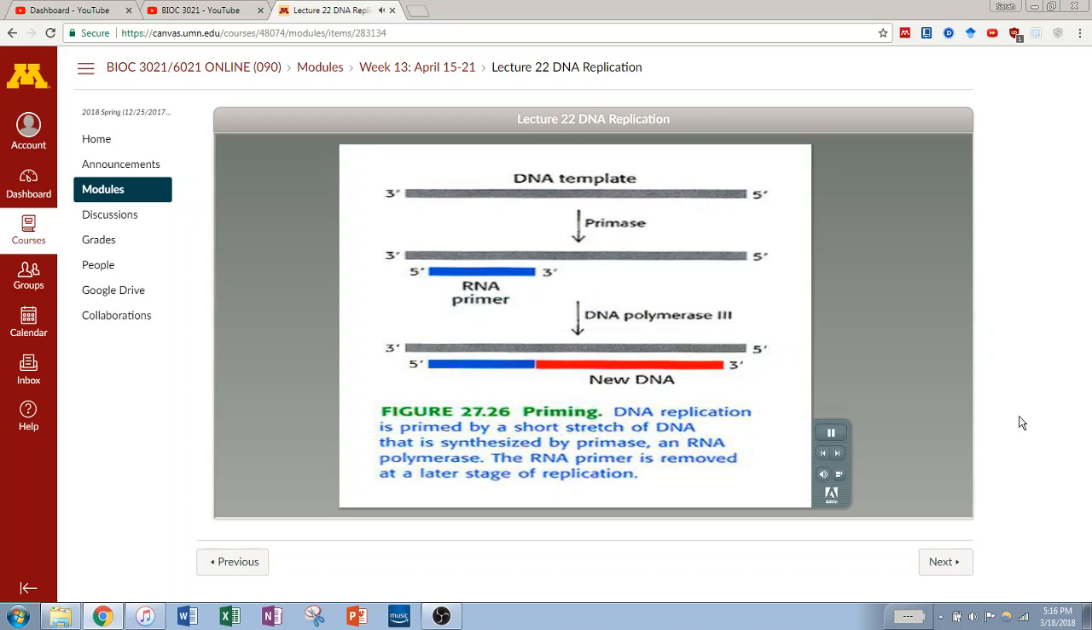The discontinuous replication of lagging strand DNA is primed by short stretches of RNA, which are synthesized by a primase enzyme. Primer RNA is later removed by DNA polymerase I, which also fills in the gap with the appropriate deoxynucleotides.